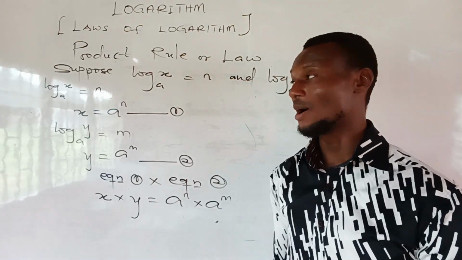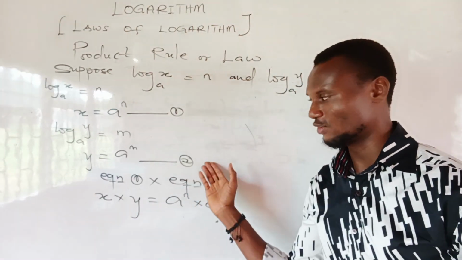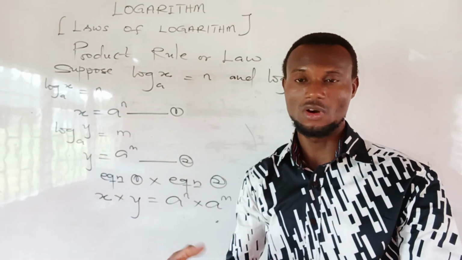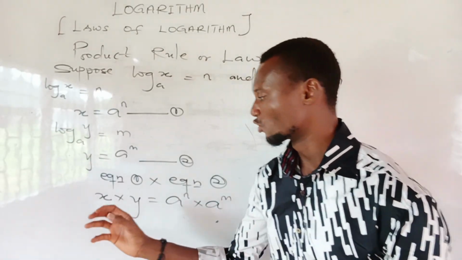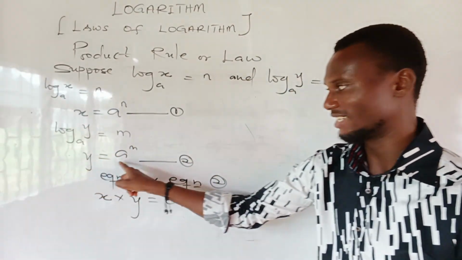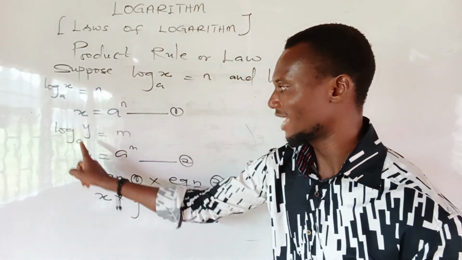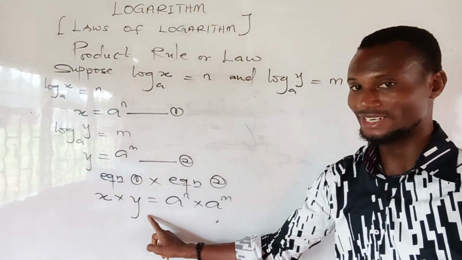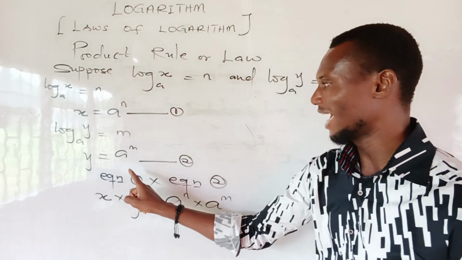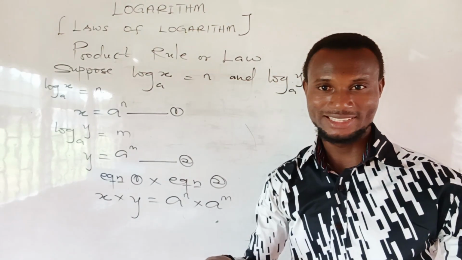I'm going to go over one more time. All that you are doing is that now that we've gotten equation 1 and 2, we want to multiply them because we want to establish the product rule, or the product law of logarithm. So now equation 1 is given to be this, equation 2 is given to be this. Now we want to multiply them, so it's going to be s times y. I've written it there. Bring your equal sign, then we have a to the power n times a to the power m. That's what I've written here. I hope you understand up to this point.